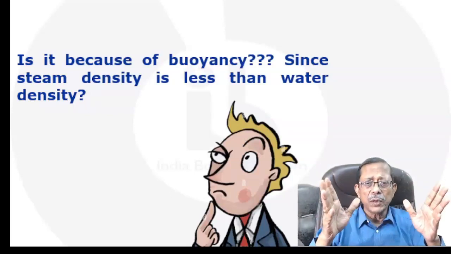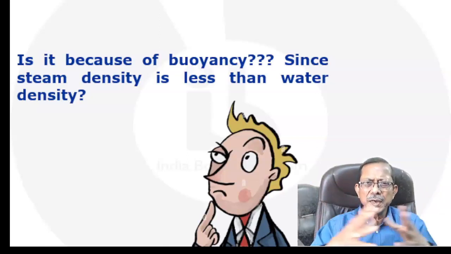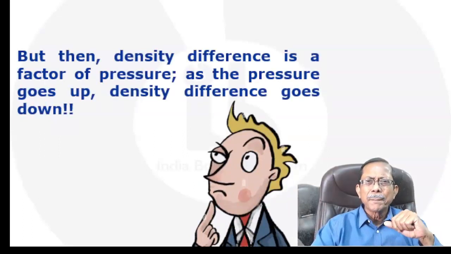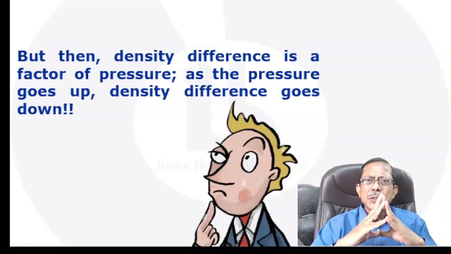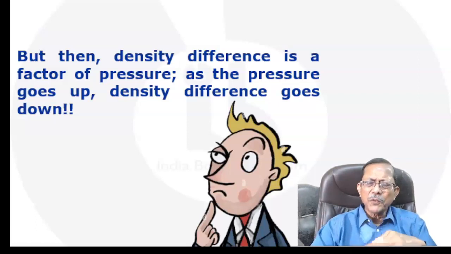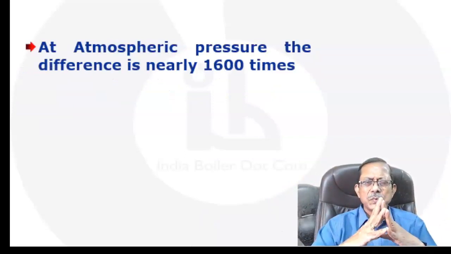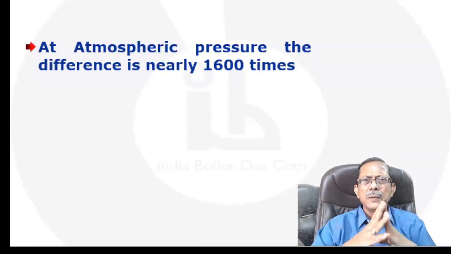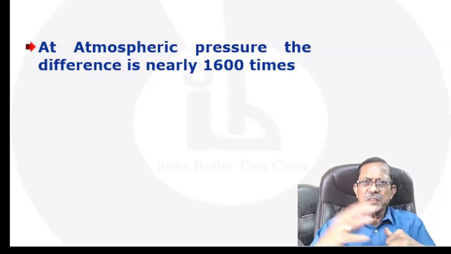But then the question will come: when we are talking about lesser density, is this density difference constant? The answer is no. The density difference is not constant. It depends on the pressure. As the pressure goes up, the density difference comes down. At atmospheric pressure the density difference is about 1600 times. So 1 liter of water, if it becomes steam under atmospheric pressure, will become 1600 liters of steam, and that is a pretty big difference in density.